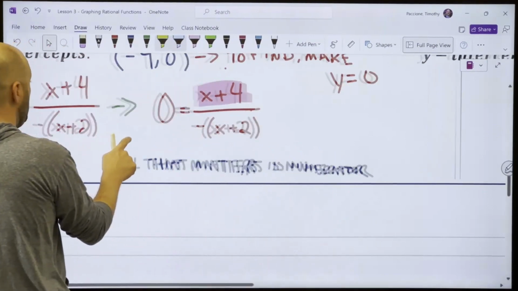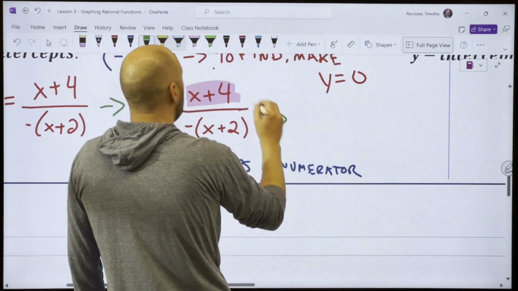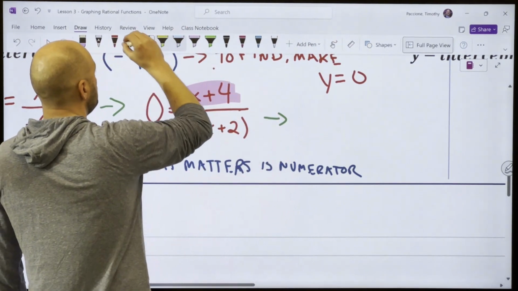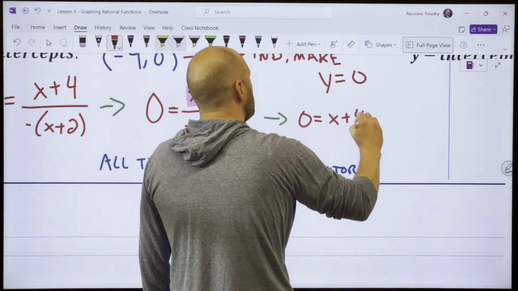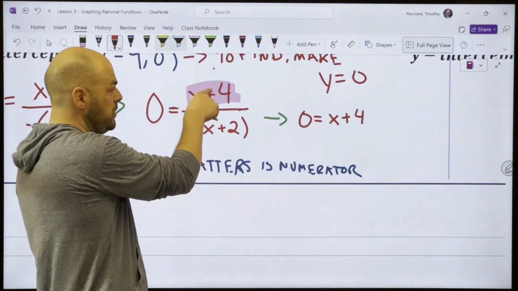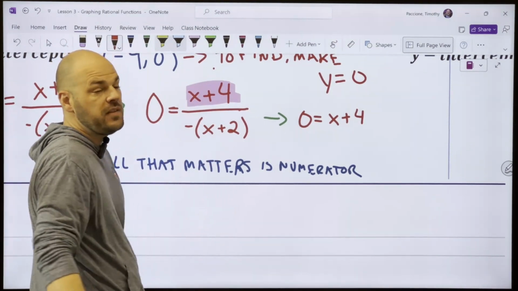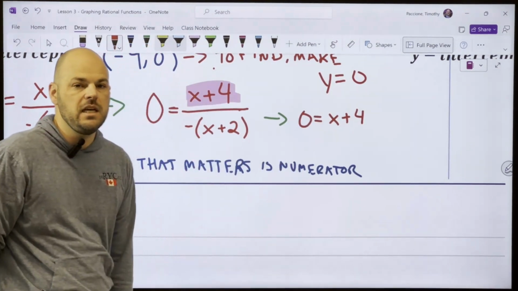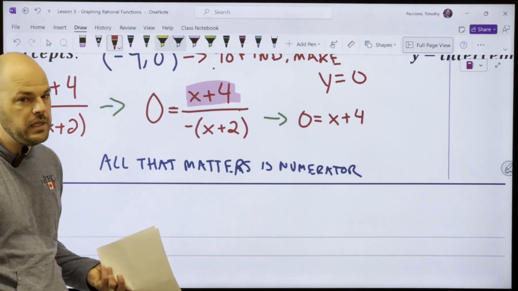So, know how this became this? Well, now this, we can say, we'll just turn it into this. 0 equals x plus 4. Because that's what could turn this into 0 if the top was 0. So if the top's the only thing that matters, that's the only thing we need to see. When would it be 0? When would x plus 4 be 0? Because that would turn the whole thing into 0.